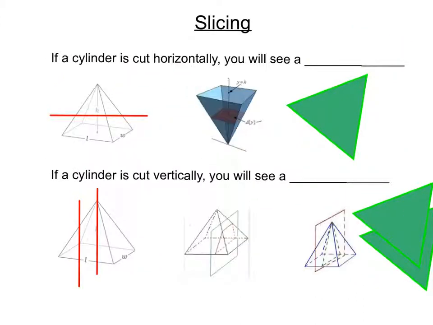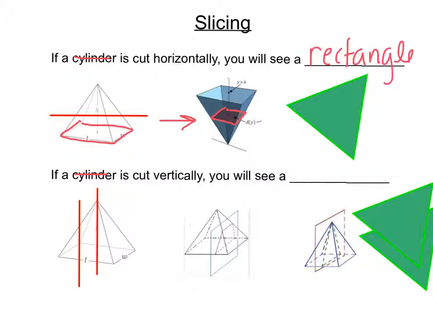And finally, I'm going to talk about slicing our pyramid. And this picture actually right here is really good. So if we cut our pyramid horizontally straight through, notice what we see. The pyramid, it's the same shape as whatever its base was. So it is a rectangle. Because all pyramids have a rectangular base.